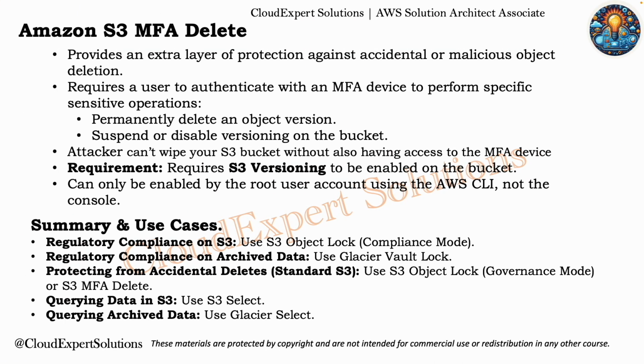Back to my PPT. Now let me summarize it for you and explain when you need what. If you need strict permanent compliance for your archive data, then you can use Glacier Vault Lock. If you want to enforce WORM, write once read many, on specific active S3 objects, you can use S3 Object Lock. If you need to prevent accidental deletes with an extra security step, then you can enable S3 MFA Delete. And for retrieving data efficiently from S3 or Glacier, you can use S3 Select or Glacier Select.